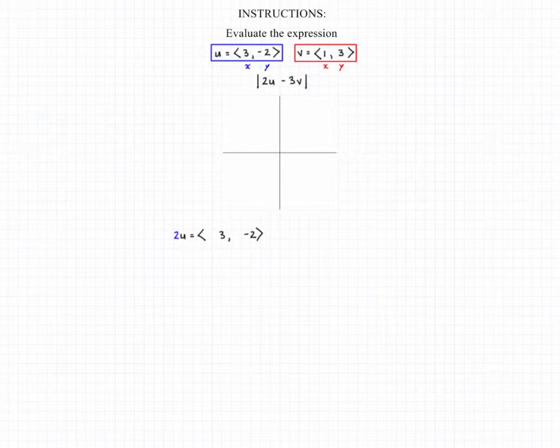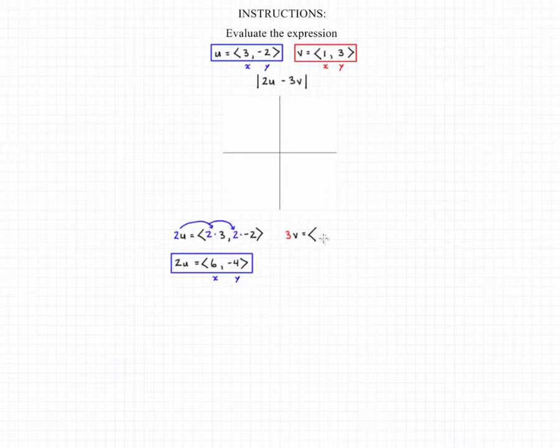So to calculate the value of 2u, when we're multiplying a constant by a vector, we do so by distributing the constant through and multiplying by each of the components. So 2u is going to equal the vector 6, negative 4. And this is going to give us a whole new set of x and y coordinates to use when we do our eventual subtraction. To calculate 3v, we're going to do the same thing.